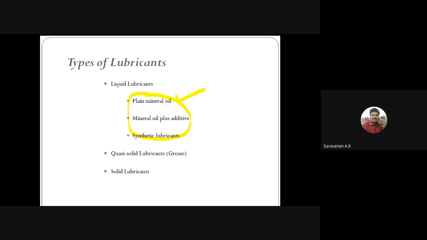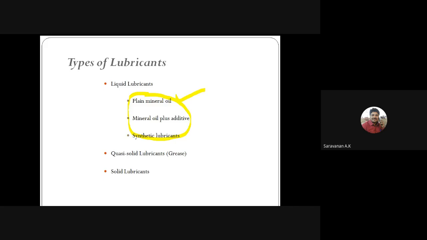So the viscosity is not sufficient. On that condition, we have to attain the right viscosity of the particular mineral oil. So we have to add some elements, which are called additives. They will improve the quality of the lubricants. That type of mineral oil plus additives will be used in a particular application.